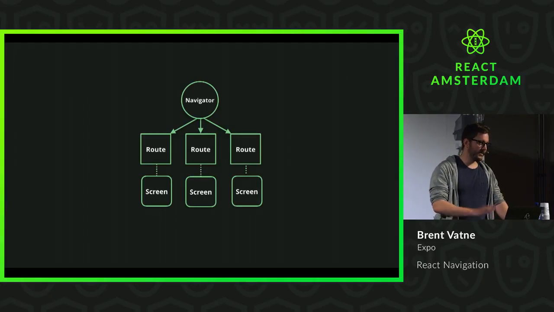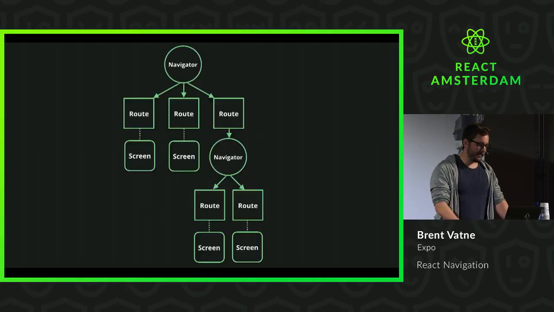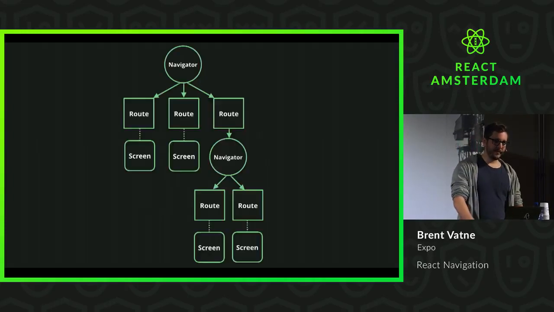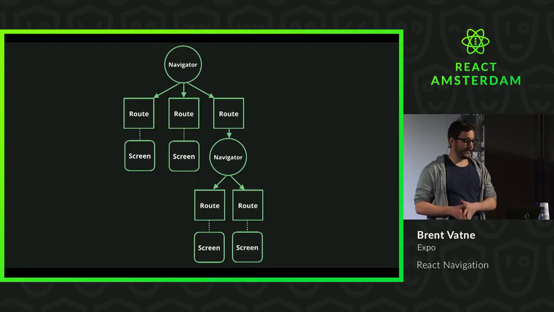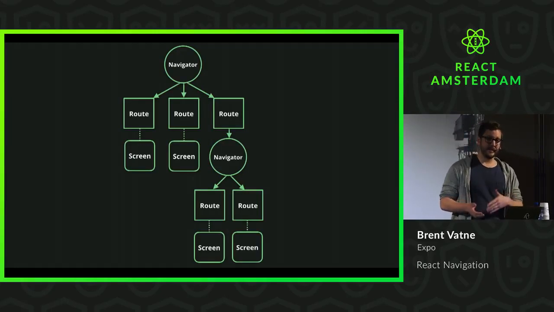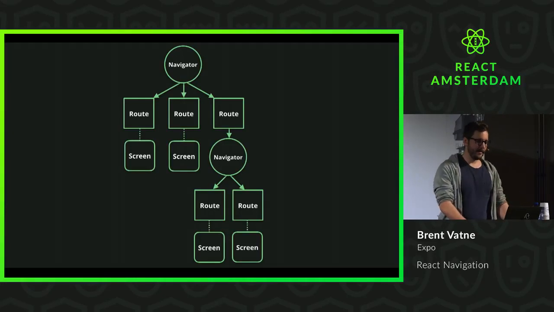If I were to turn that into a visualization, which I did, it would look like this. You see at the top there's a navigator. It contains routes. Each route has a screen inside of it. Of course, if we factor in the last point, we could see that a screen can also be a navigator, and that navigator can have routes itself, and this can continue on indefinitely.